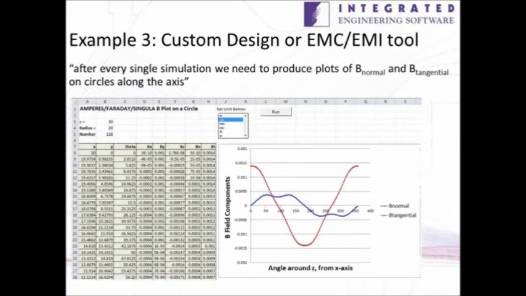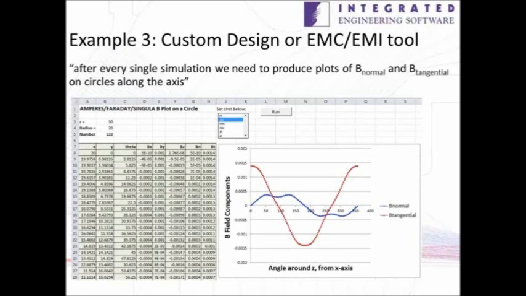The next example doesn't rely at all on building the model. It's an example of a post-processing tool created. So this came from a user request that said after every single simulation we need to produce plots of B normal and B tangential on circles along the axis. And of course they knew how to do this interactively, but we're just looking for a convenient way of doing it automatically.